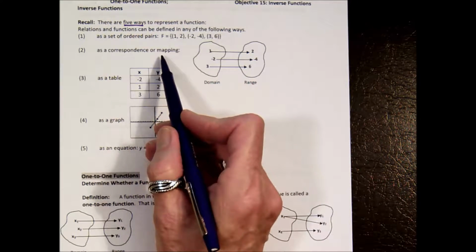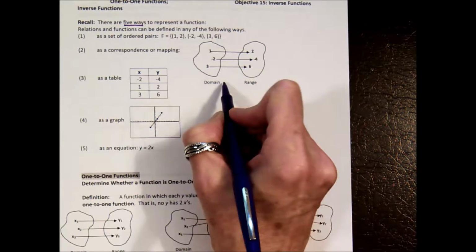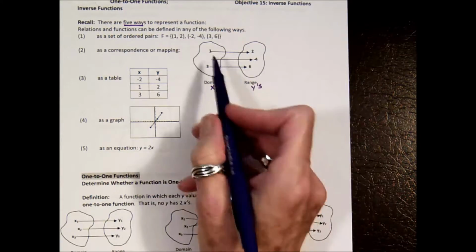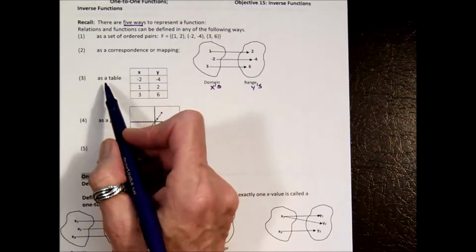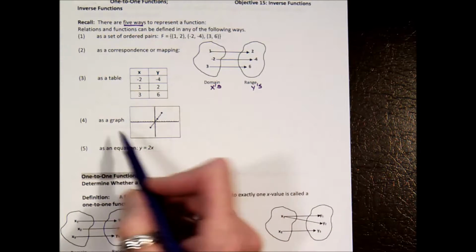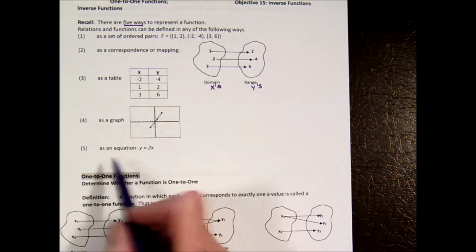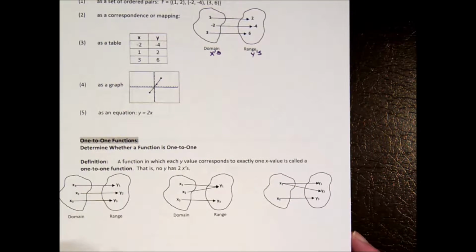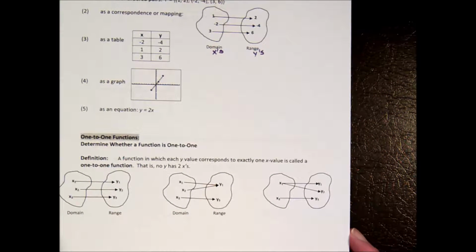As a correspondence or mapping where you have the domain, which is the x's, and the range, which are the y's, and they are mapped to each other. As a table, you're used to that, an xy table. As a graph, you're used to that, or as an equation. What we're going to look at right now is the definition of a unique kind of function.